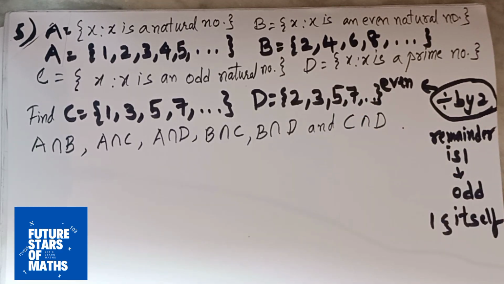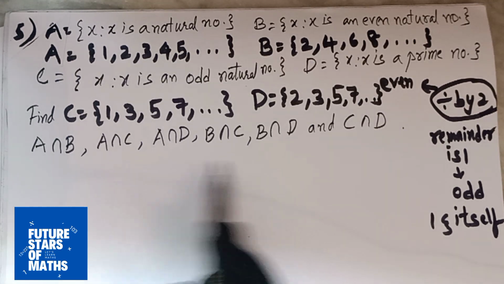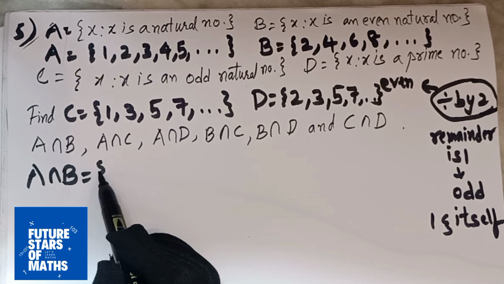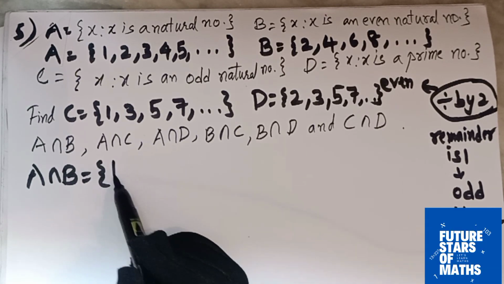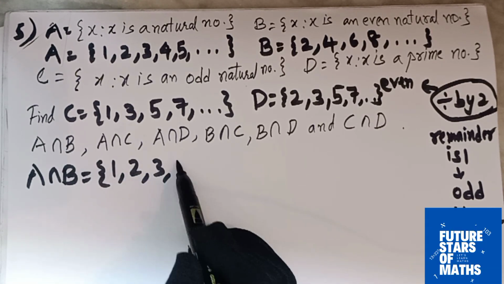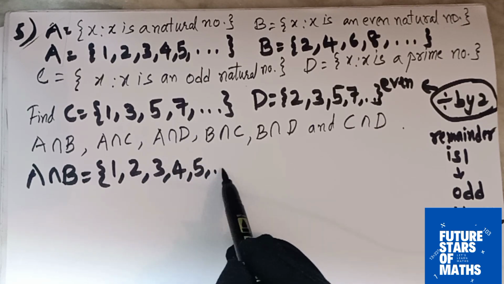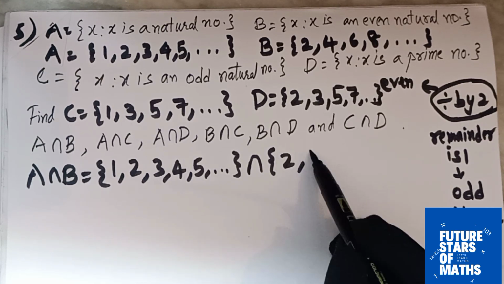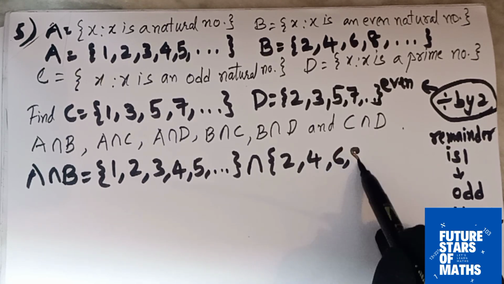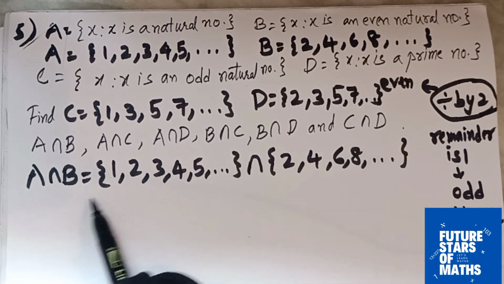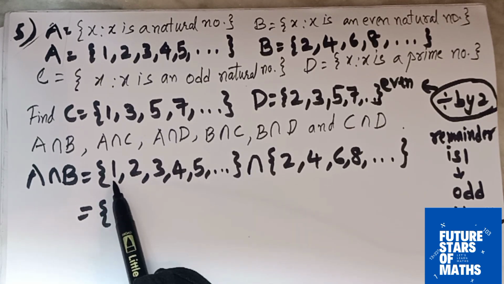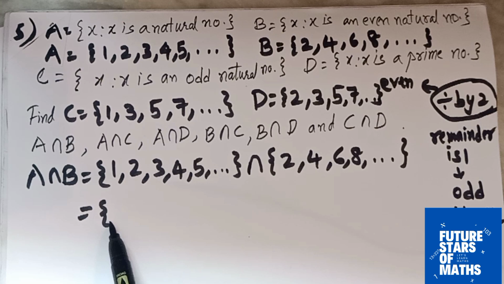Okay, now we have to find all of these. A intersection B. So the set A we will write here first: 1, 2, 3, 4, 5, and so on. Intersection B. B is 2, 4, 6, 8, and so on. So what will be the answer? The common elements. Intersection means common. Okay, 1 we don't have here, so we can't write 1.